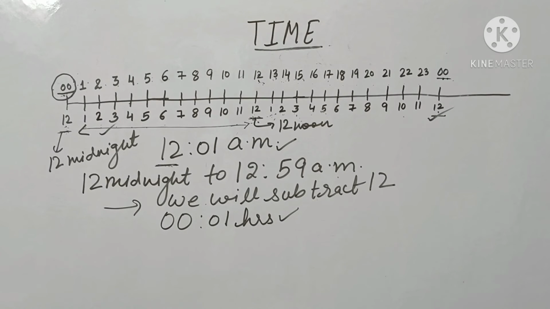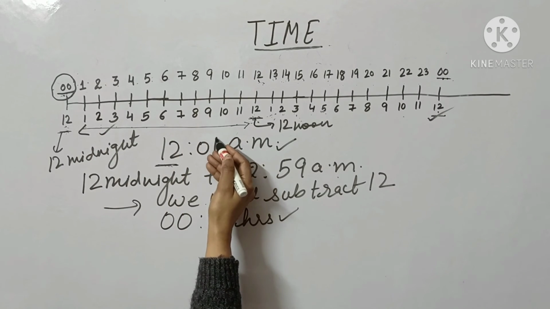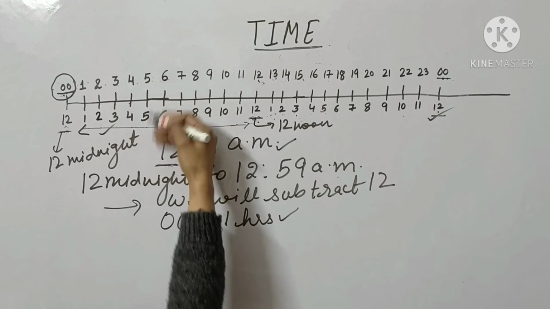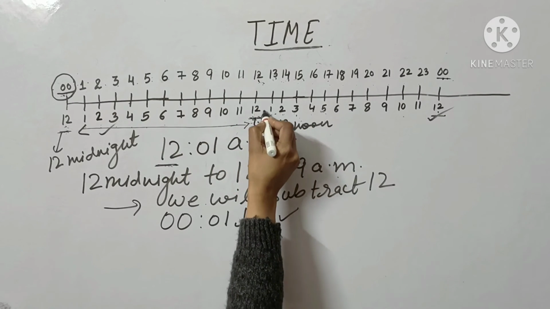Okay. Now then what will come? Then the AM part will come. In AM, there is no difference. Each and every number is the same, you can see. Now you come to 12 noon.